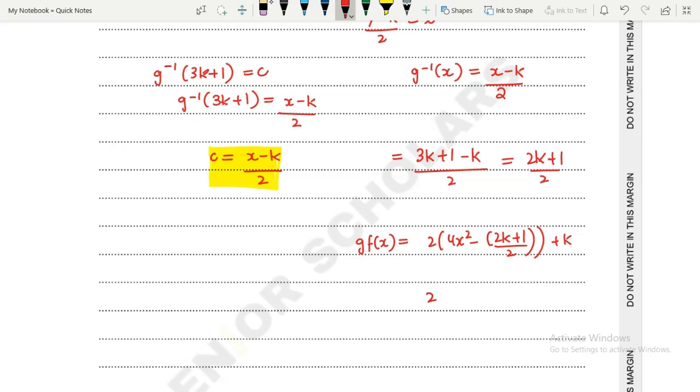So it becomes 8x squared, and then minus 2k plus 1, not minus plus 1, it is going to become minus 1 and plus k. So it gives us 8x squared minus k plus 1. So we have obtained and proven that it is equal to 8x squared minus k plus 1. The mistake we made in the first place was that we did not eliminate the x. So this is the answer for this part.